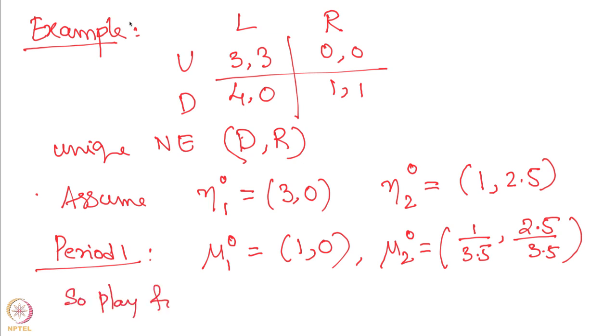So play follows: s_1^0 is D, s_2^0 is L. If you take mu_1^0 as the belief, and then mu_2^0, what is the best response to this mu_2^0 for player 1? The best response is going to be D for player 1, and the best response to mu_1^0 for player 2 is going to be L. This is a straightforward calculation, you can see it, so I will exclude the details.